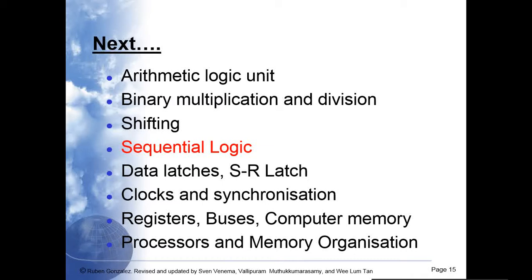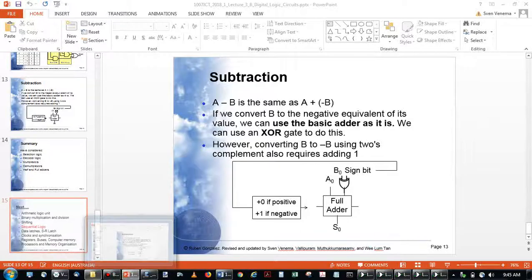So in this situation, what you saw was we get some inputs, we process them, we get an output. We don't remember anything. If we change the inputs, immediately the output changes. That's not always suitable. Sometimes we want memory, so we want to remember things, so we have to build things to make that happen, and it's a little bit more complex to do that. We'll talk about data latches, clocks and synchronization, registers, buses, and the basis of computer memory, and then we'll talk about processors and memory organization. So that's the end of this section.